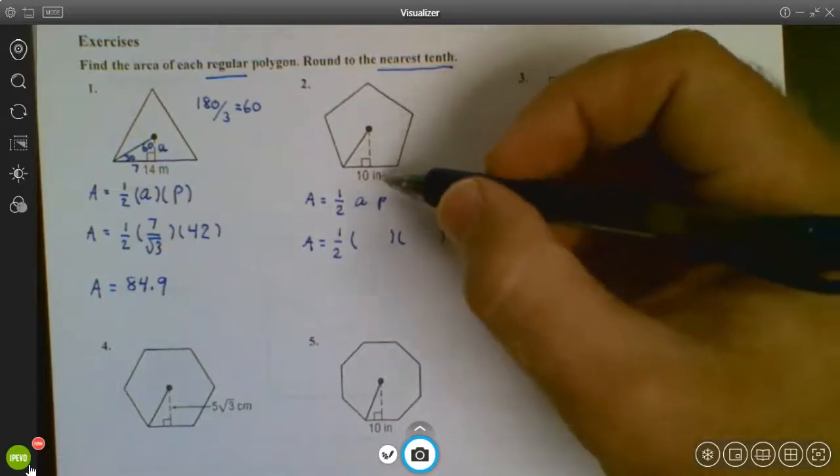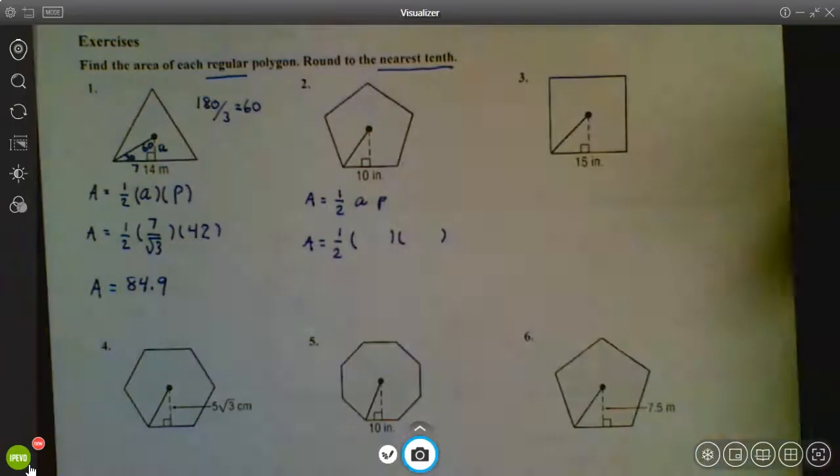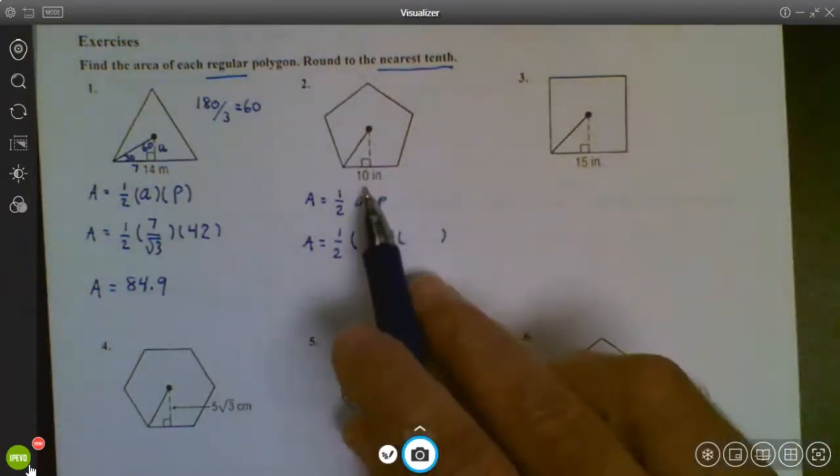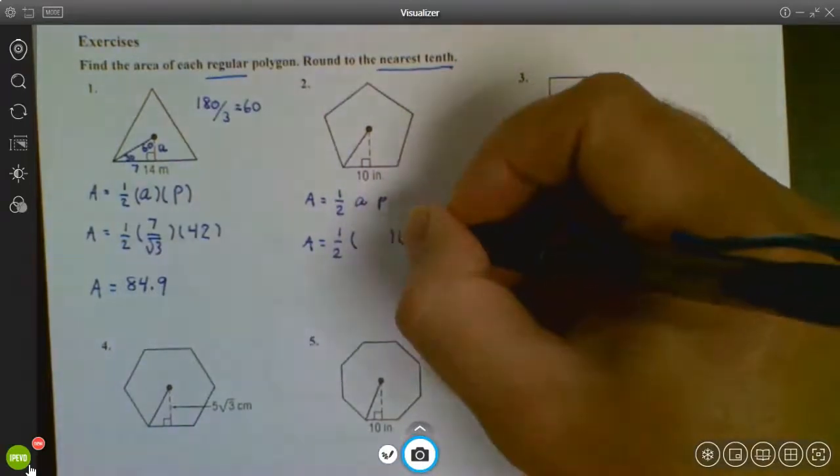So as I look at this one, the easiest thing to find first will be the perimeter again because they're giving us a side length. So if all of my sides are 10, I can simply do 10 times 5 to get my perimeter.